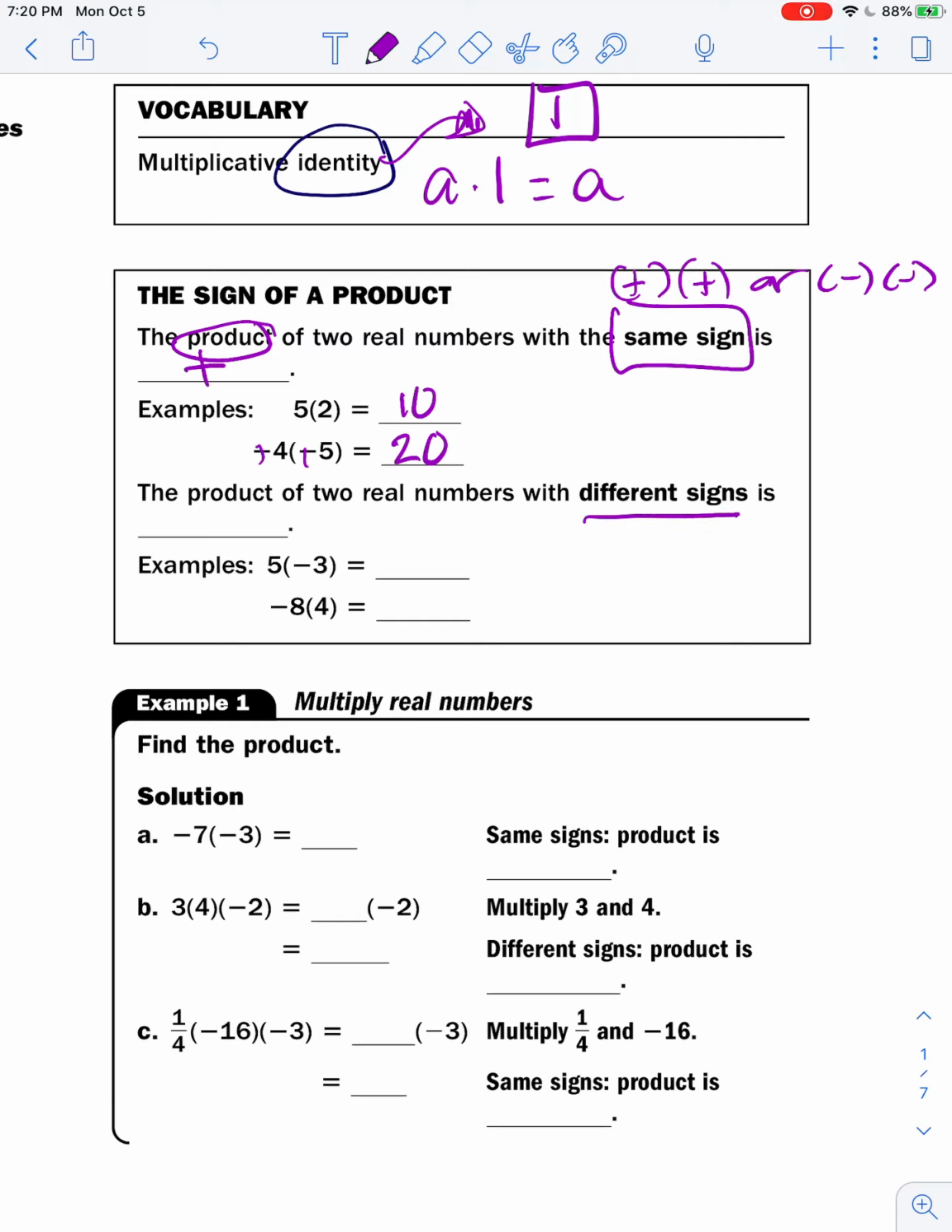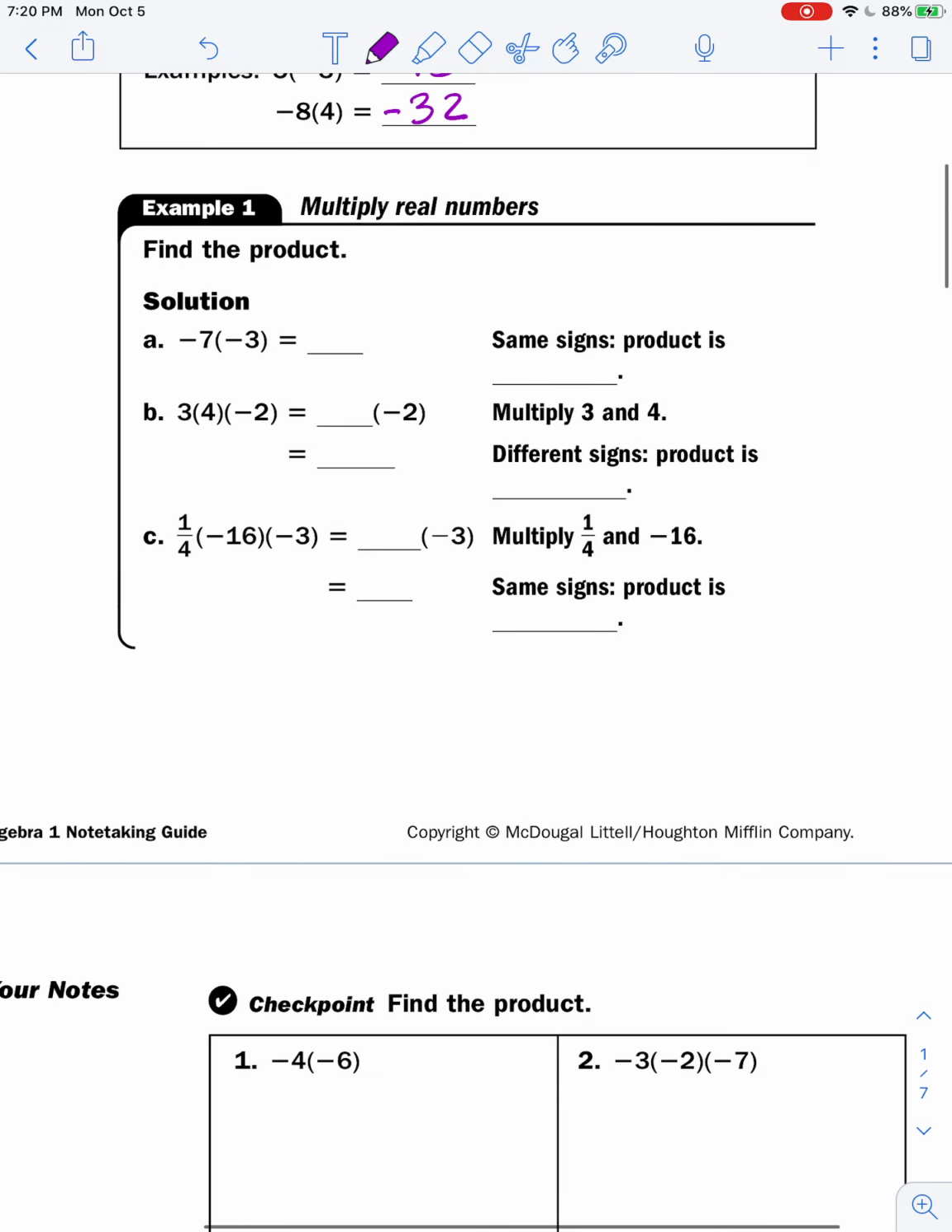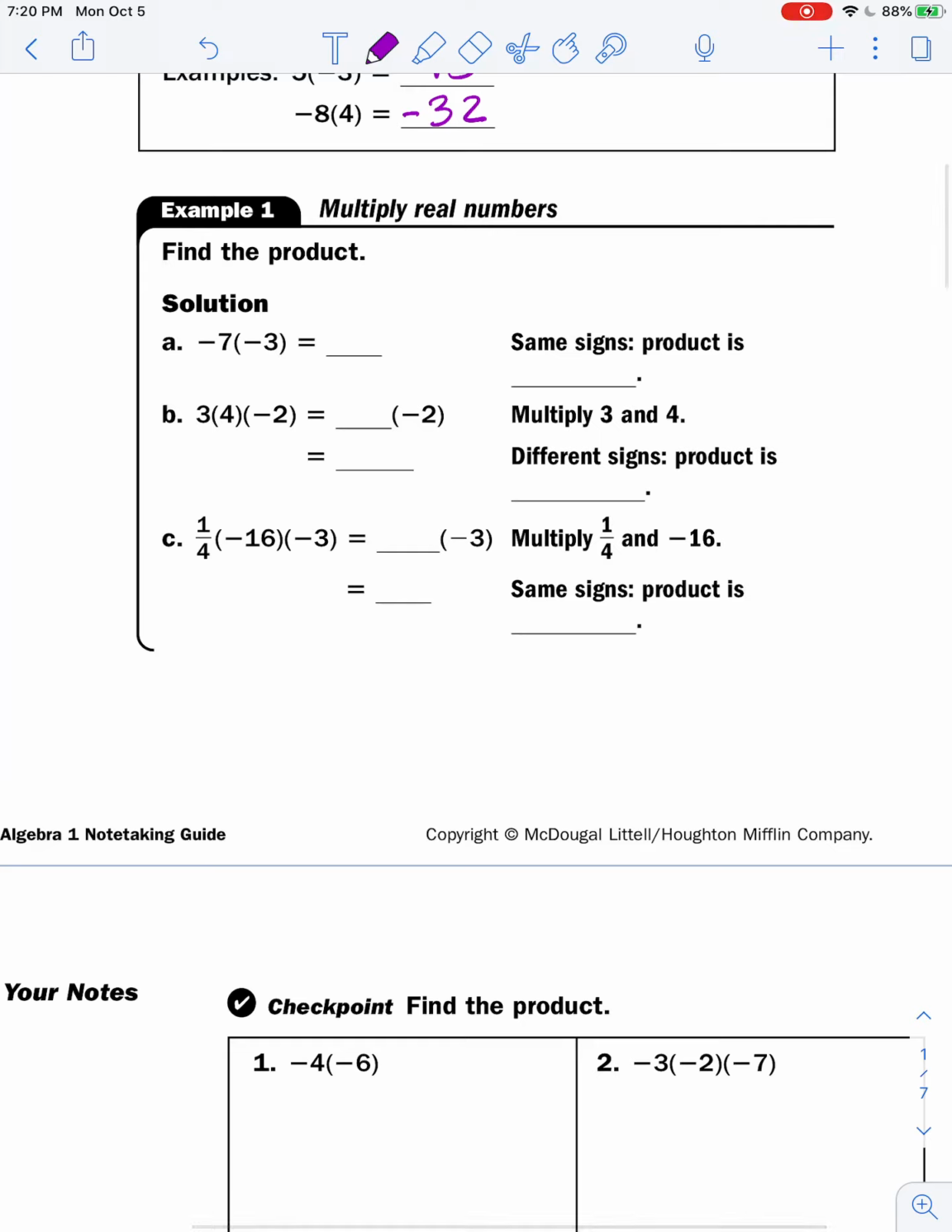But if you have two real numbers with different signs, then that is going to turn out to be a negative answer. So it's like you have a leftover negative sign. So here 5 times 3 is 15, but you have a leftover negative sign that didn't cancel with anything else. Same thing here, 8 times 4 is 32, and that negative hangs around because there wasn't another to cancel with it.